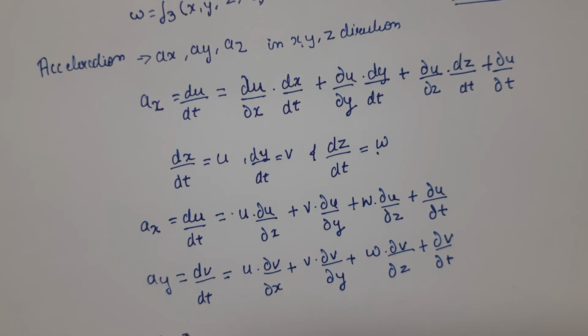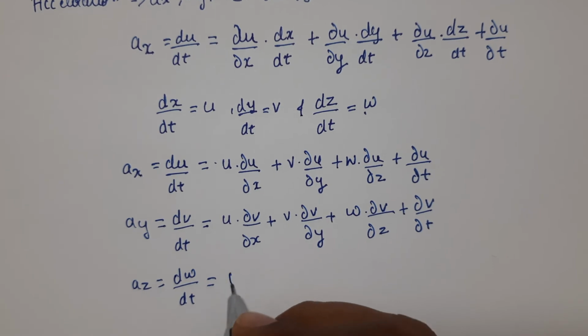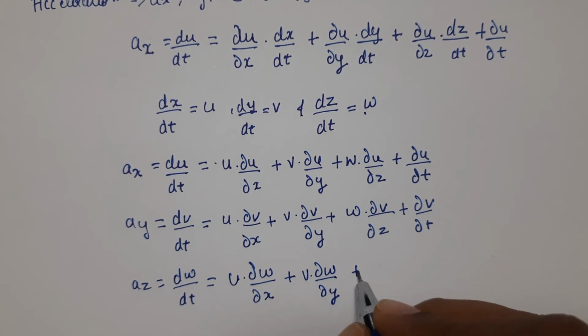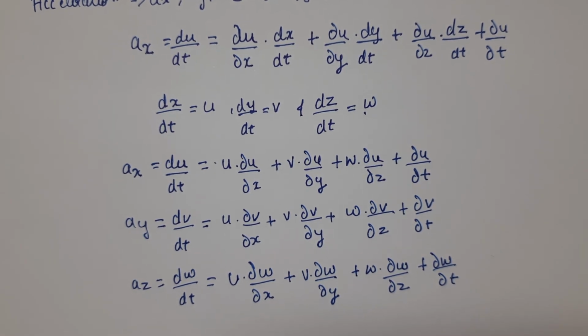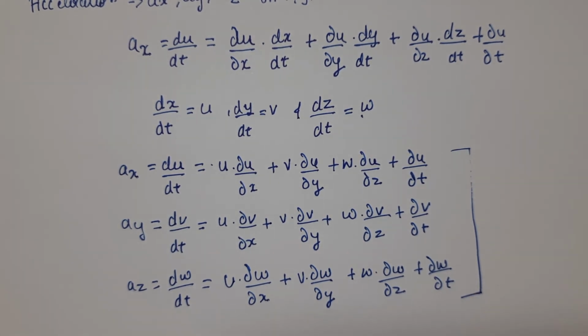And similarly in the z direction, dw by dt by using the chain rule, we can write this as u into dou w by dou x plus v dou w by dou y plus w into dou w by dou z plus dou w by dou t. So this is the equation that we get for acceleration.